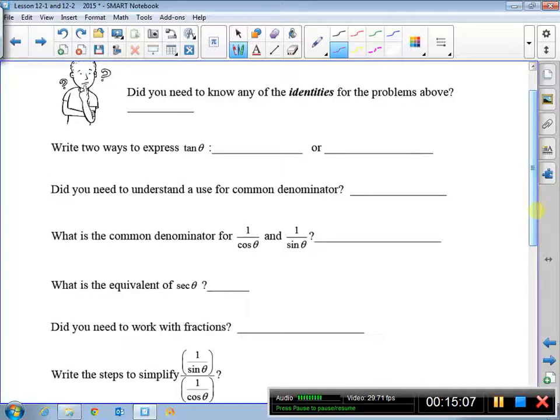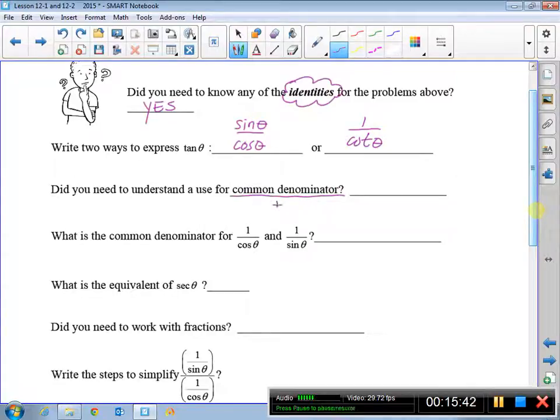Did you need to know any of the identities from that helpful hexagon for these problems? Yes, of course you did. That's silly. Write 2 ways to express tan theta. So see if you can do these without looking. Tan theta. Let's see. Sine over cosine. Or what else? 1 over cotangent.